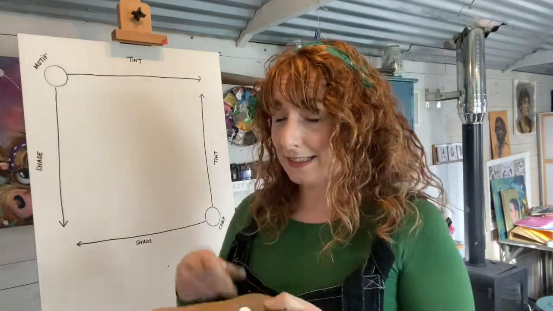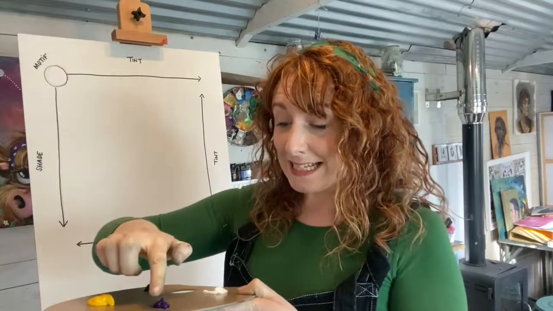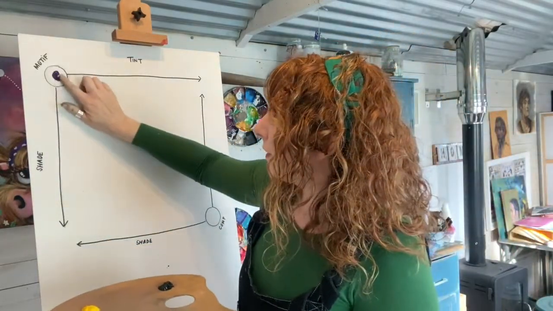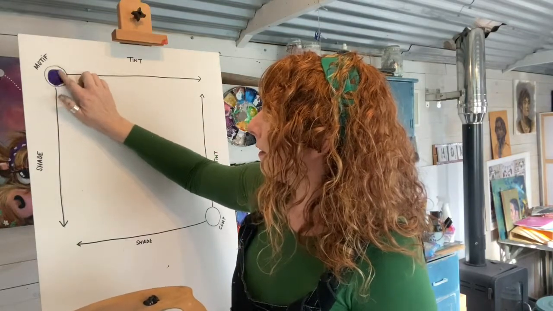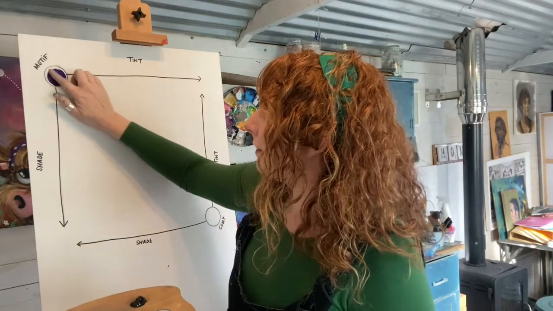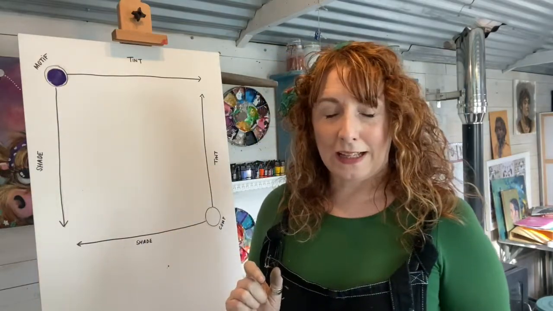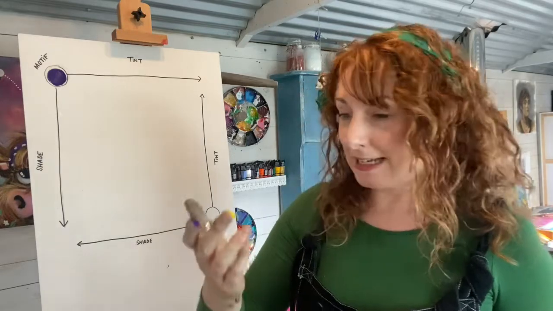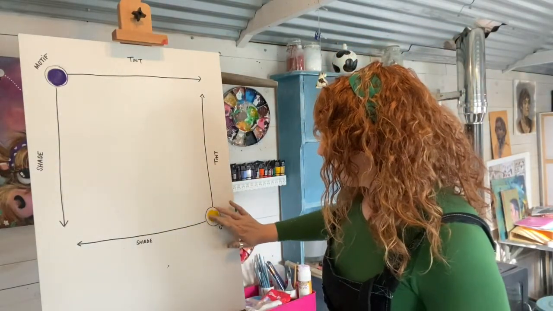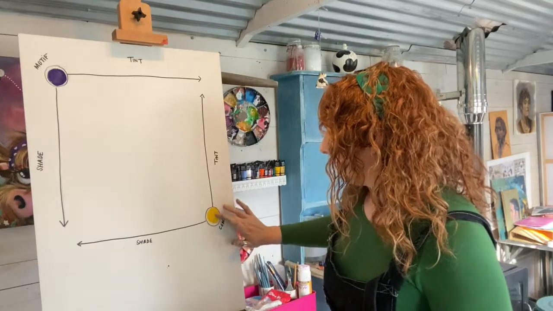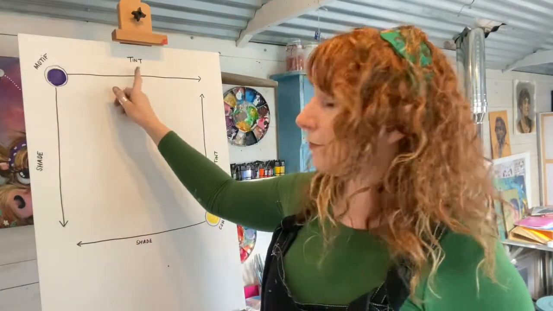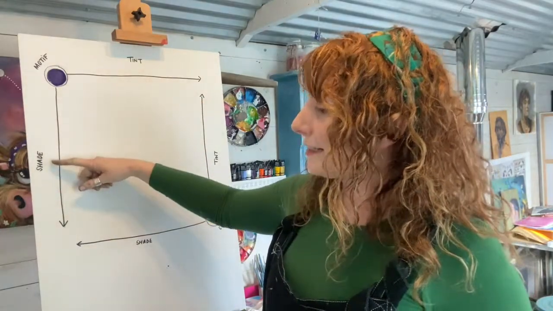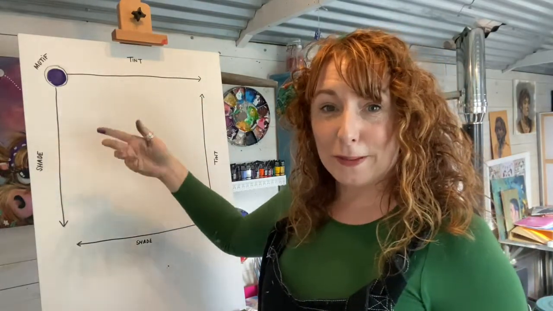Grab your palette and your finger, dip your finger into your main colour, your motif, and give me a big splodge of colour on the board like that. Fresh finger into your opposite and onto the board like that. A tint of a colour is a colour with a bit of white in. A shade of a colour is a colour with a bit of black in.